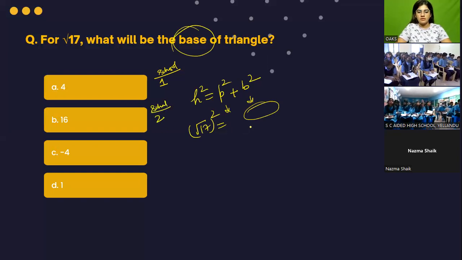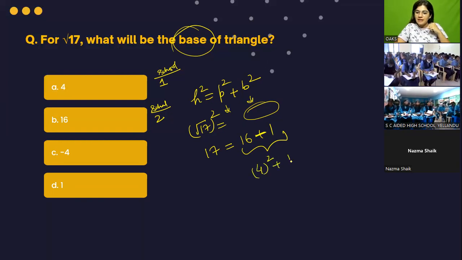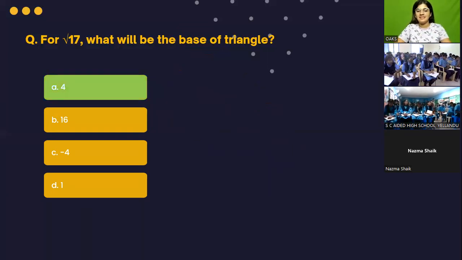So let me solve first. For root 17 to be the h, what will be the h square? It is 17. Now you are guessing like 16 plus 1. But what will be the base? It will be 4 square, right? 1 square. It cannot be 16 itself. It is 4 because we are using the squares. Let us see the answer.